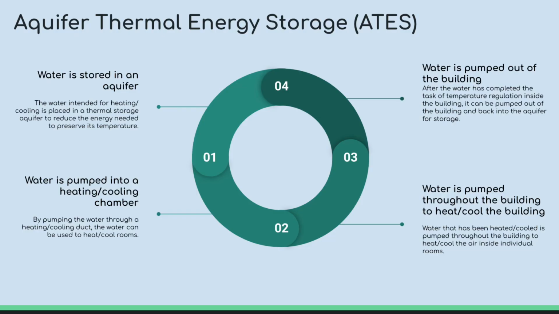Aquifer thermal energy storage systems, or ATES for short, work by storing water in an open aquifer nearby to a building. This water is then pumped into a heating or cooling chamber and then pumped throughout the building. This allows for steady temperature control for the residents. After the water has done its job, it's pumped out of the building and back into an aquifer. The water is then able to retain more of its thermal energy.